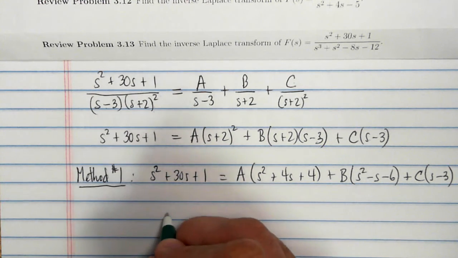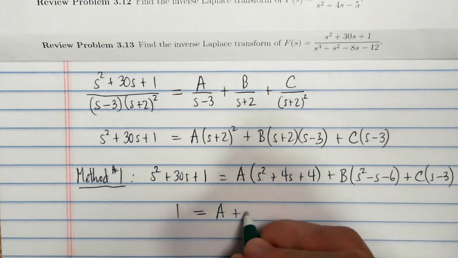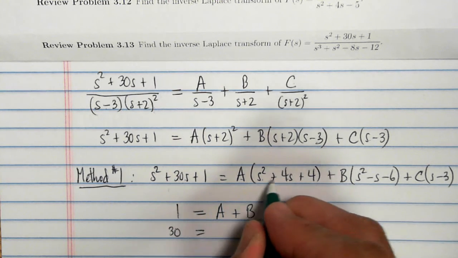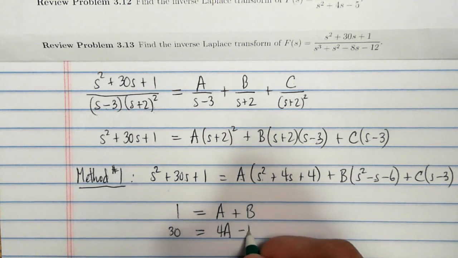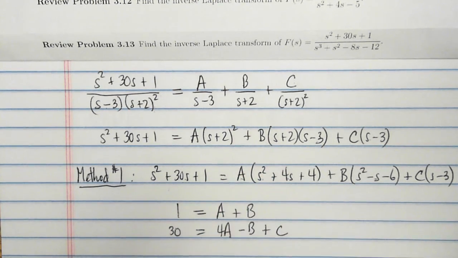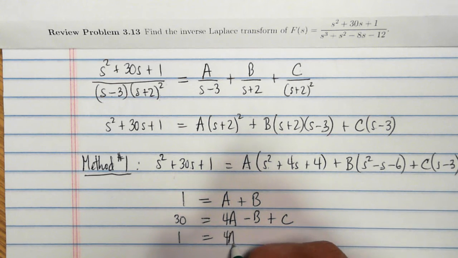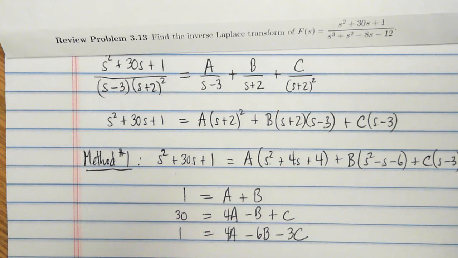Okay, then over here I have 1s squared has to be equal to a s squared plus b. Then the 30s has to be equal to 4a. Then we have minus b plus c. And then lastly, the constants, 1 has to be equal to 4a minus 6b minus 3c. And we get a 3x3 system of equations that has to be solved for a, b, and c.